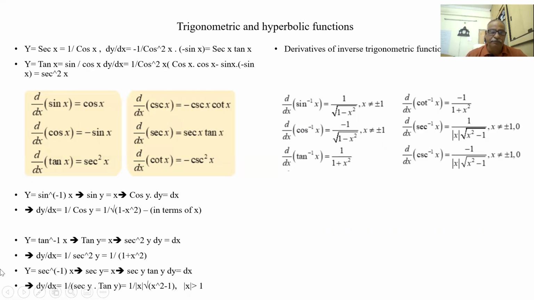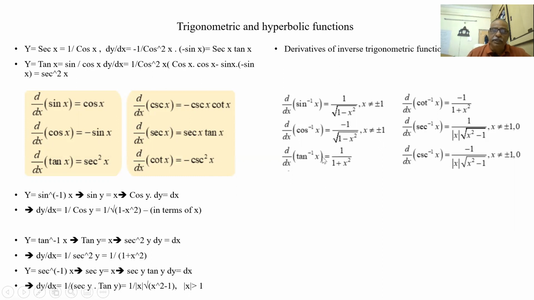Let y be tan inverse x. That means tan y is equal to x. So secant square y dy is equal to dx, and dy by dx is 1 by secant square y. Since tan y is x, secant square is 1 plus x square, so the derivative is 1 by 1 plus x square.